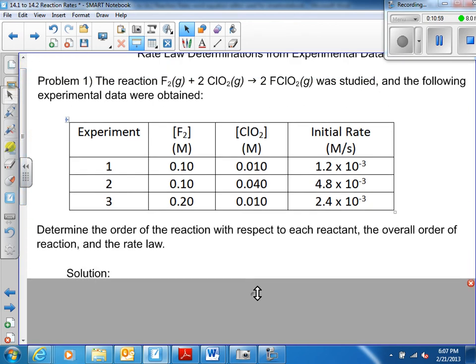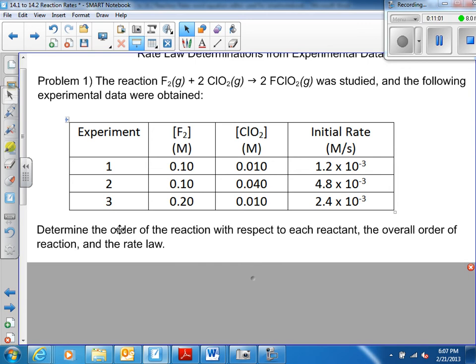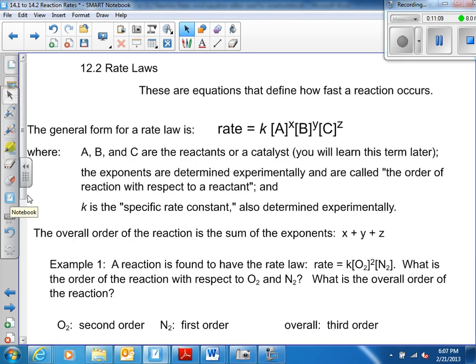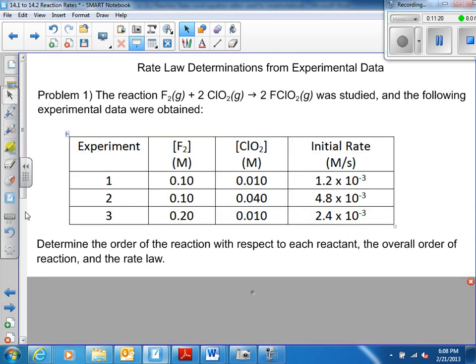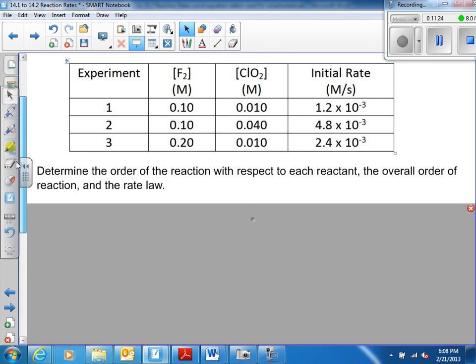You've never done this, and what we want to do is find the order with respect to each reactant and the overall order of the reaction, and also write down the rate law. I'm just going to remind you, the rate law is this thing right here. So when I ask you to write a rate law, you need to write this down. A lot of students solve the whole problem, they forget to write the actual rate law. Okay, so here's our data.